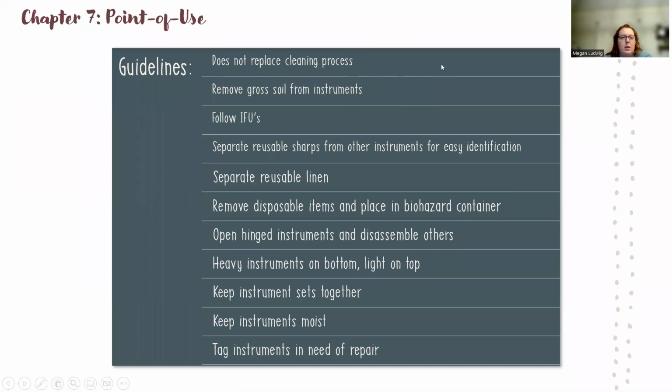It's just one of the steps that's going to make it easier to clean. And it removes gross soil from instruments, like we said. Always follow IFUs. It doesn't matter at what step you're in, you always have to follow the instructions for use. You always separate reusable sharps from other instruments. That is super important at any point. Point of use, during cleaning, decontam, it doesn't matter.